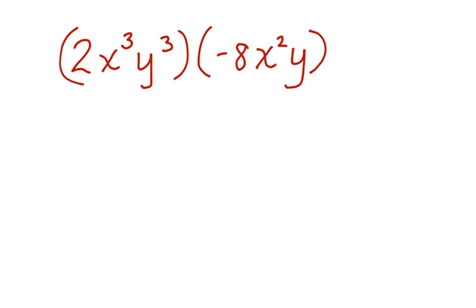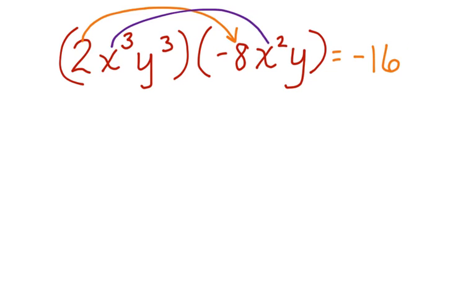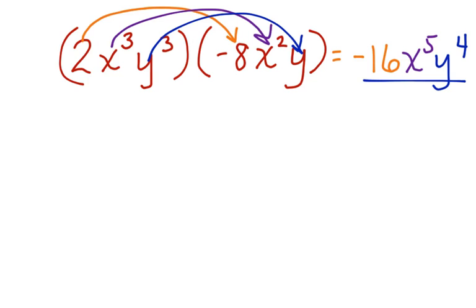Let's look at another one. 2x cubed y cubed times negative 8x squared y. Again, start with the coefficients first. 2 times negative 8 equals negative 16. X cubed times x squared, we add the exponents, we have x to the fifth, and we have y cubed times y, which is y to the fourth. Here's our final answer.